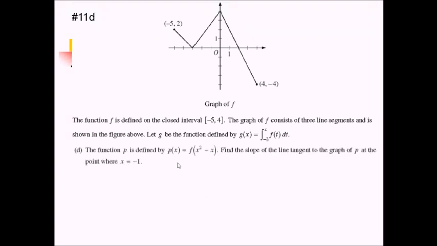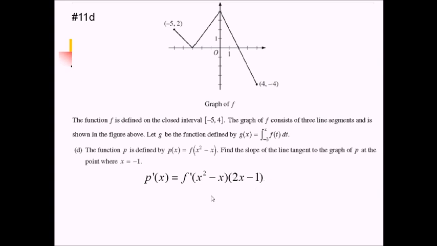For this last problem part, we're defining yet another function, p, as p of x equals f of x squared minus x. And we just want the slope of the line tangent to the graph of p at x equals -1. So essentially, you're asking for p prime of -1. To figure that out, though, we need to talk about p prime of x. So using just our chain rule on this one, that's going to be f prime of x squared minus x times, we're going to have to use the chain rule now because we have an inner function here, so times 2x minus 1. And make sure you use parentheses on all that.